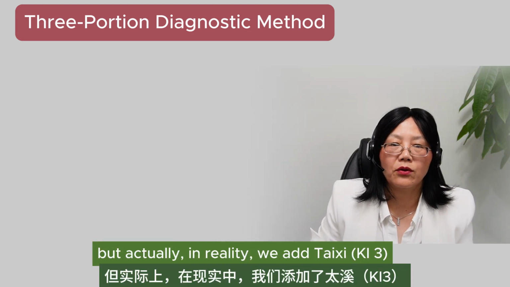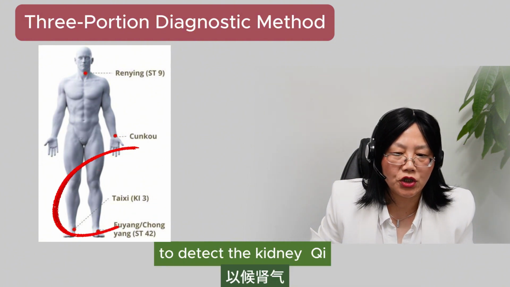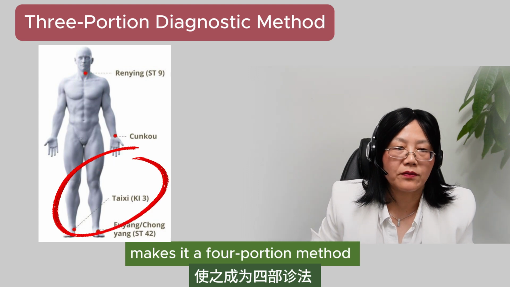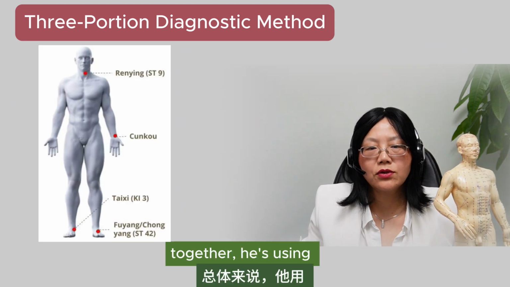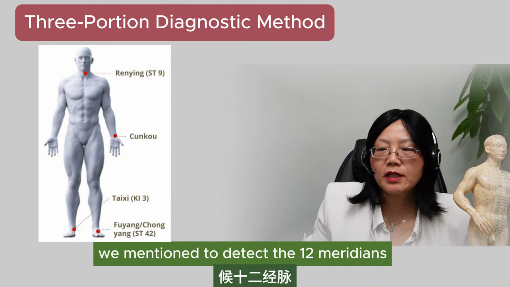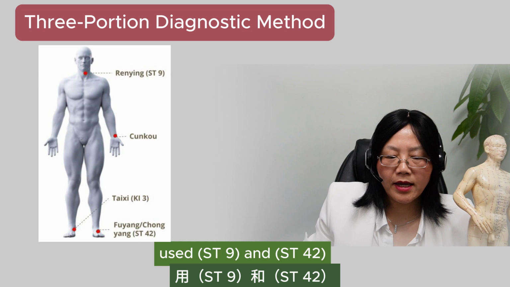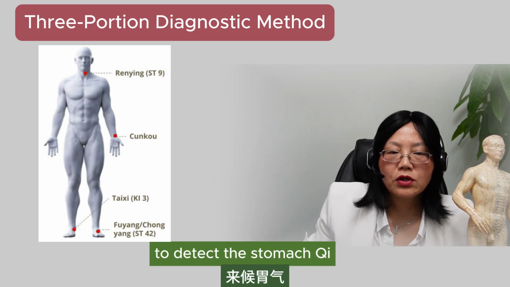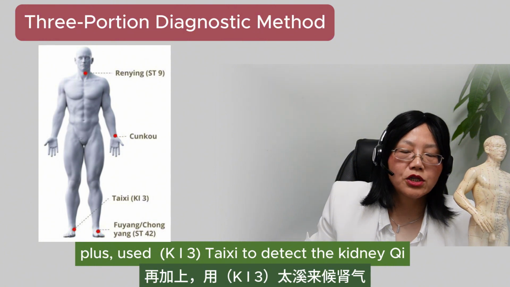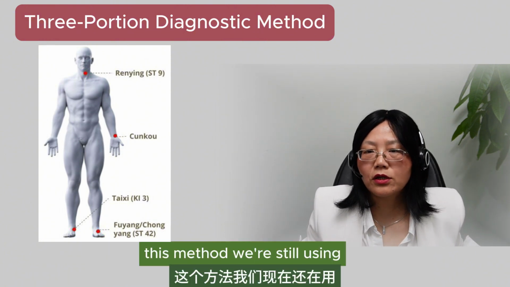But actually, in reality, we add Taixi Ki3 to detect the kidney qi, which makes it a 4 portions method. Together, he's using Cunkou. That is the Cunkou pulse we mentioned to detect the 12 meridians. Use the ST9 and the ST42 to detect the stomach qi, plus use the Ki3 Taixi to detect the kidney qi. This method we're still using.